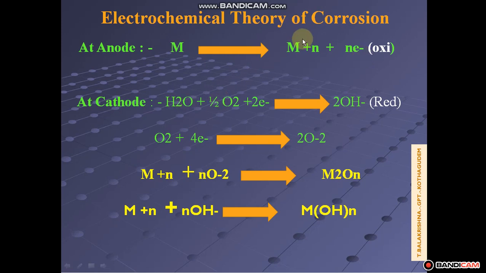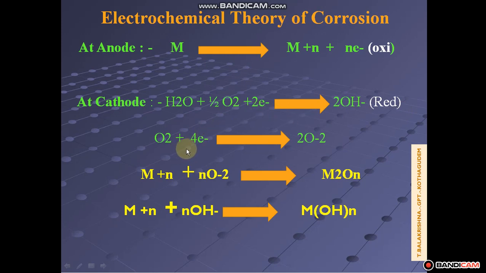The electrons are transferred from the anodic part to the cathodic part through the conducting medium. Those electrons are gained by active agents present in the environment like H2O and O2, and are converted into 2OH minus. Gaining of electrons is a reduction reaction, which takes place at the cathodic part.